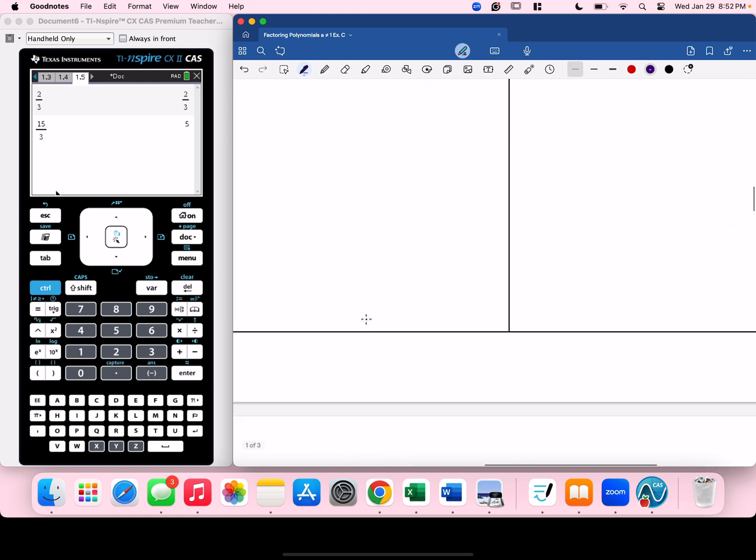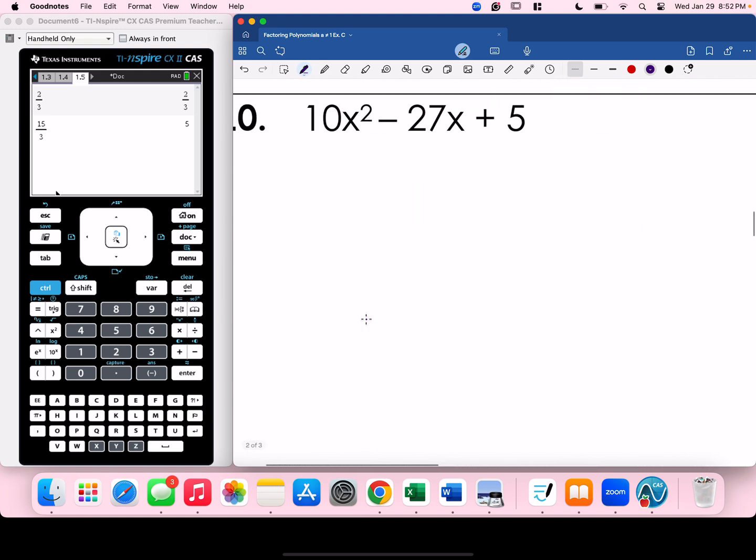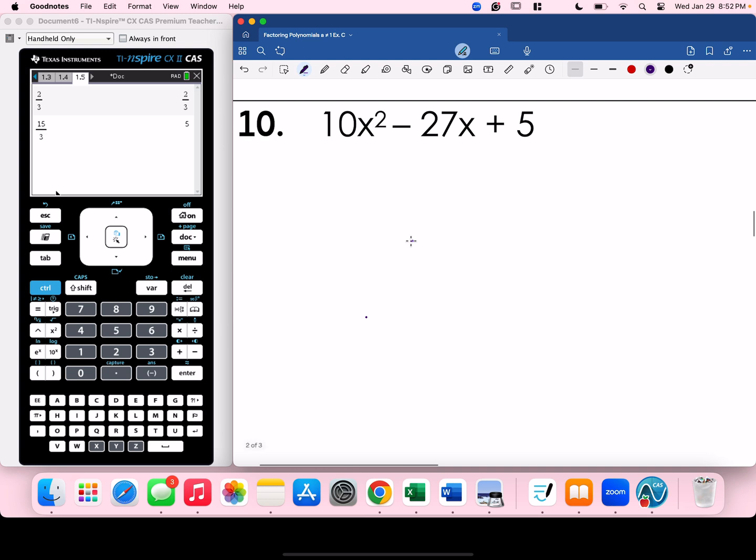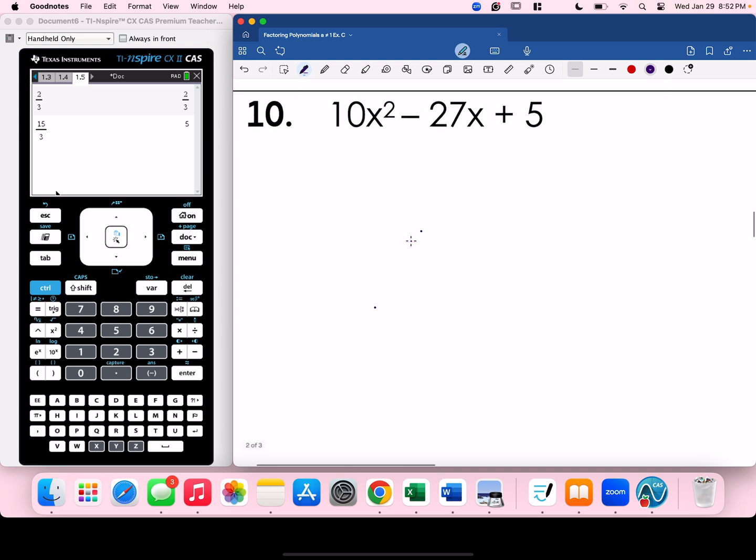Moving on, let's do one more problem together. Let's go ahead and check out number 10. So number 10, we have 2x squared minus 27x plus 5. So very first step, check for a GCF. I'm going to save us some time. I'm going to let you know there is not a GCF here.